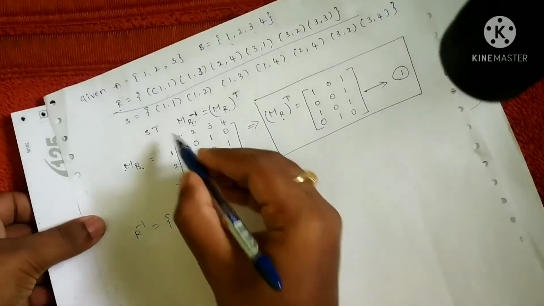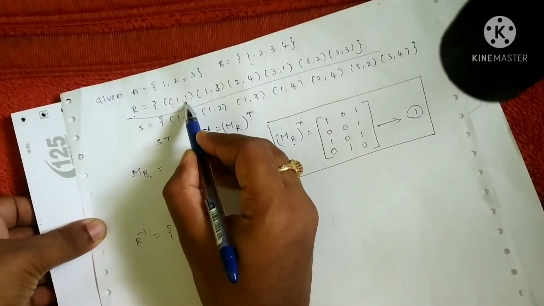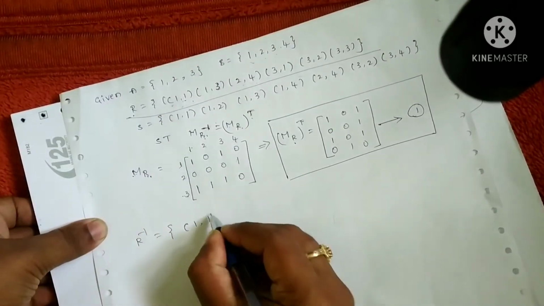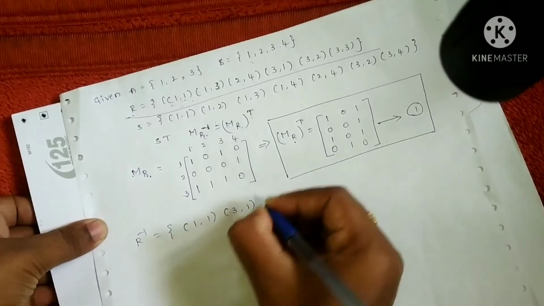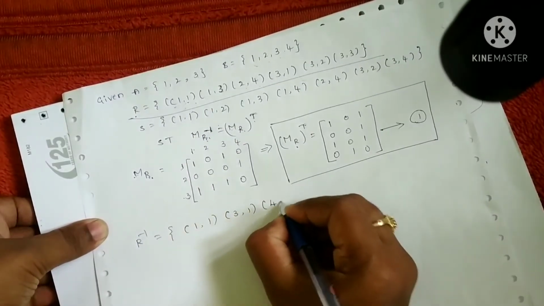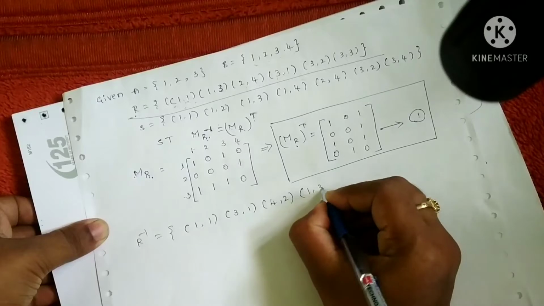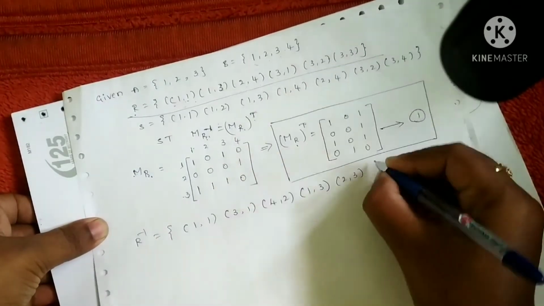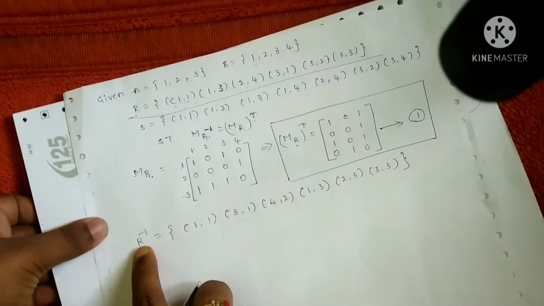R inverse will become whatever the ordered pairs are in set R, reversed. So the first element will be (1, 1), the second (3, 1), the third (4, 2), just reversing the ordered pairs. Next, (1, 3); (3, 2) I have, so it will become (2, 3). Next (3, 3). So this is what R inverse is.